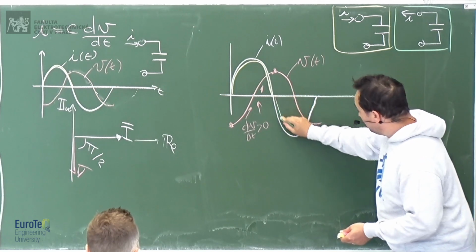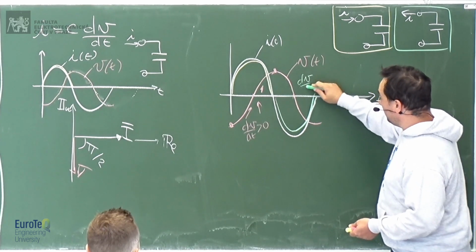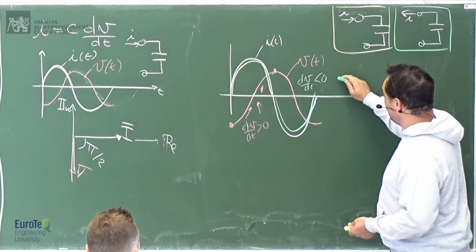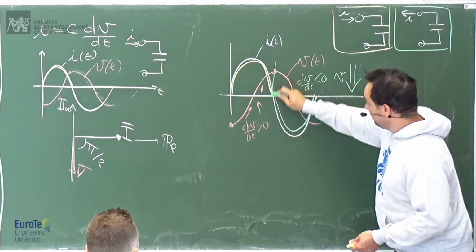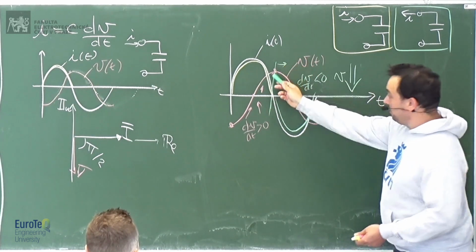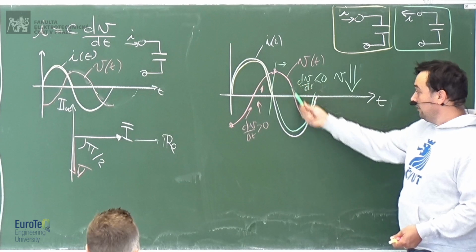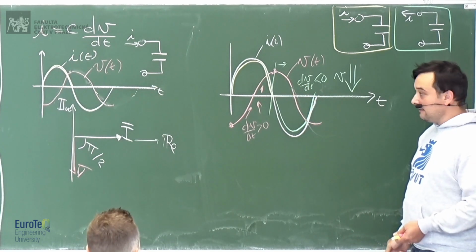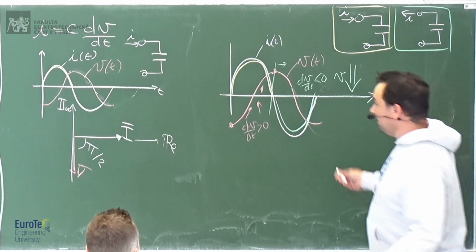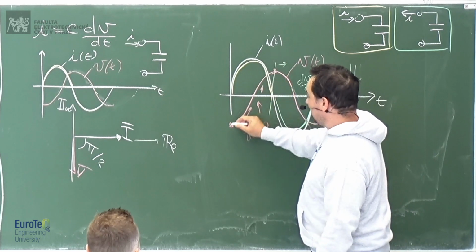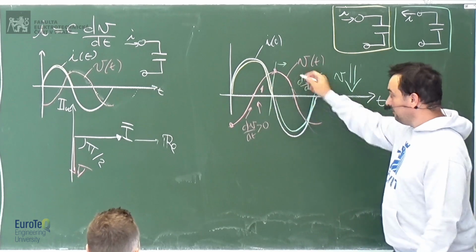In this case, the current is negative, and if the current is negative, the derivative of the voltage is negative, which means that the voltage is decreasing. That's exactly what happens in this period. The voltage here is maximum, and for all the time the current is negative, the voltage goes down. So this is, again, the reason why when the current is positive, the voltage goes up, and when the current is negative, the voltage goes down.